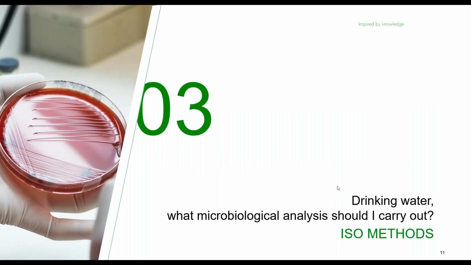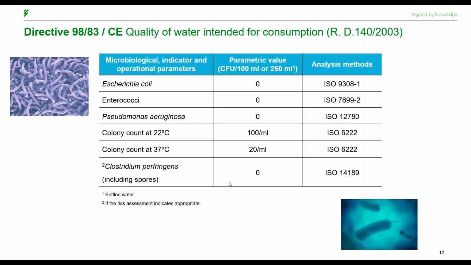So let's quickly review all the analyses that must be carried out for drinking water. Going back again to the current directive, 98/83, the parameters are E. coli, enterococci, Pseudomonas aeruginosa, colony count at 22 and 37 degrees Celsius, and Clostridium perfringens, depending on the situation, of course. So let's get right into it.